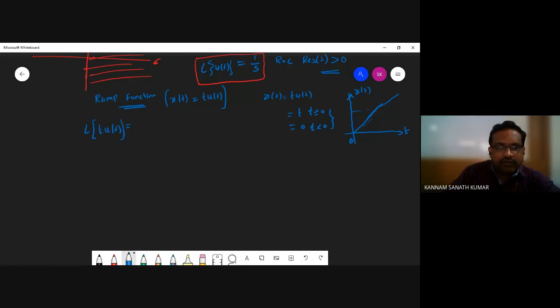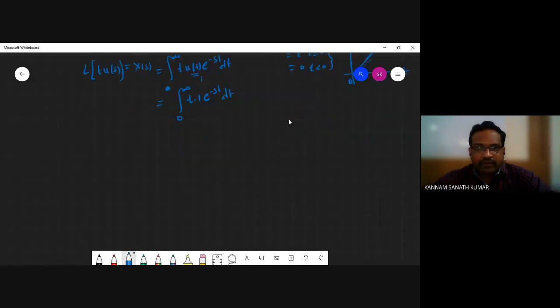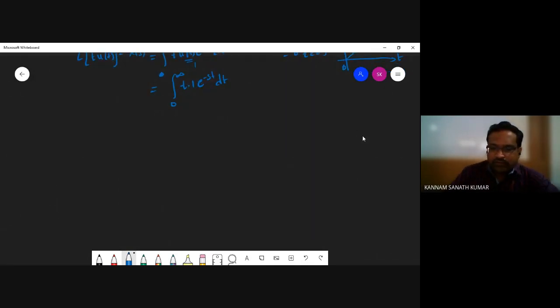So t into u of t gives x of s, which is the integration from 0 to infinity of t into u of t into e power minus st dt. From 0 to infinity, what is the u of t value? 1, no? So that means the integration from 0 to infinity of t into 1 into e power minus st dt. So this is like two functions, no? The integration from 0 to infinity of t into e power minus st dt.